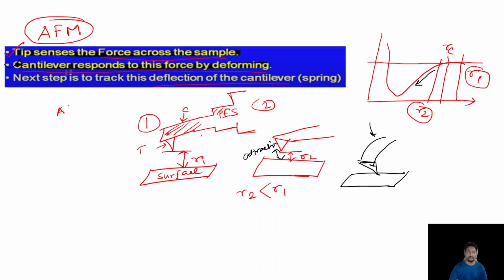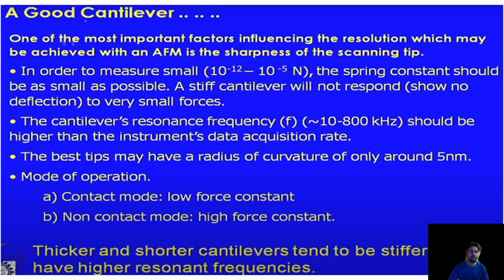Now, we can easily see that there is a very big role of the cantilever, because it is going to deflect according to the force, and obviously these are not very big forces. These are very small forces. So the cantilever should have the ability to sense the small force and respond in this small force regime. One of the most important factors influencing the resolution which may be achieved with an AFM is the sharpness of the scanning tip, obviously.